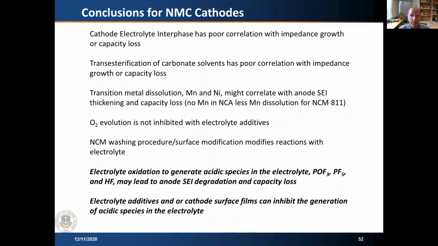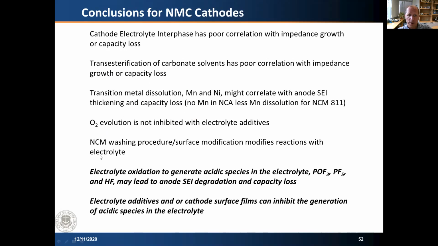So as a summary for the NMC materials, the cathode electrolyte interface has a poor correlation with impedance growth or capacity loss. The transesterification of carbonates also has a poor correlation with impedance growth or capacity loss. The transition metal dissolution, manganese and nickel, might correlate with the anode SEI thickening and capacity loss, but it's not necessarily clear. It's also important to recognize that in NCA there is no manganese, so there's not going to be manganese dissolution here. Oxygen evolution does not appear to be inhibited with any of these electrolyte additives.